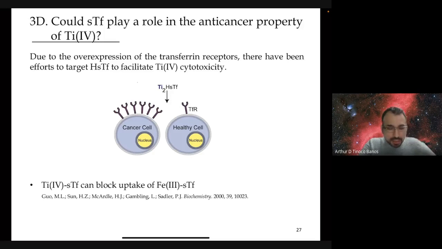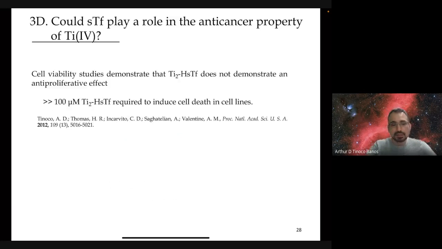Some of the observations to support titanium cytotoxicity have been the following: that titanium-bound serum transferrin can actually block the uptake of iron-bound serum transferrin. Now, for that to be a relevant property physiologically, you would really need to have a super high concentration of titanium in blood to be able to have an effective inhibition against iron uptake. So I don't think this is entirely relevant.